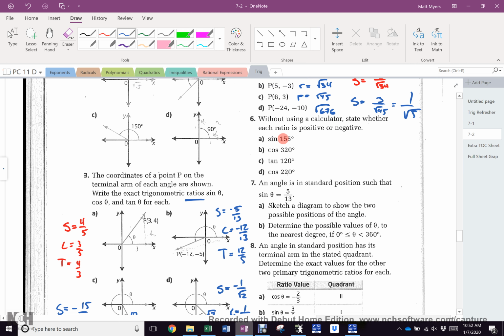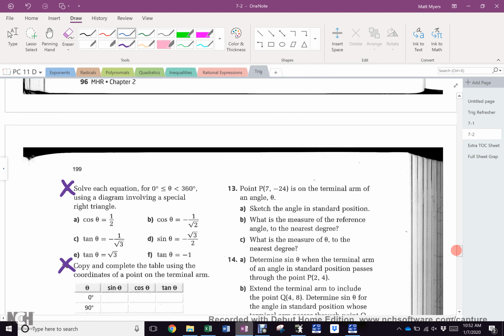Is sine positive or negative at 155? Cos 320? Tan 120? Cos 220? Oh, look at you. That's in our notes, number 7. That should be pretty good. You guys should have a good start off there. The rest of this is pretty easy.